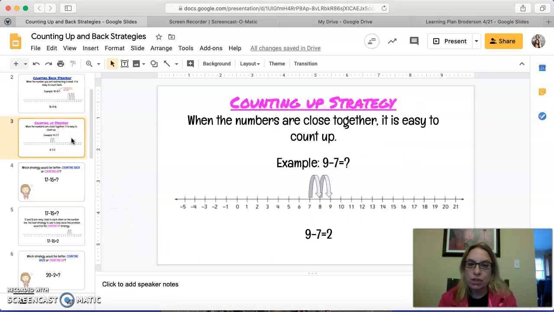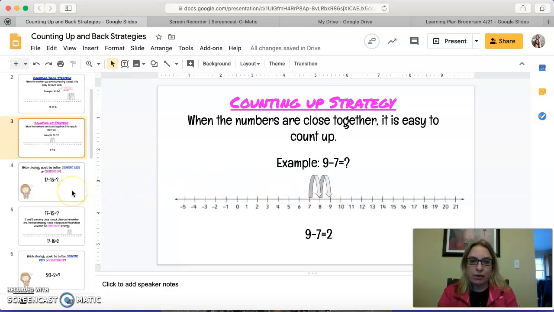The next strategy is the counting up strategy. When the numbers are close together, it's easy to count up. For example, 9 minus 7 equals question mark. Well, 9 and 7 are close to each other on the number line. So we would start with 7 and see how many hops it takes us to get to the 9. 7, 1, 2, 9. So 2 hops it takes us. So 9 minus 7 equals 2.